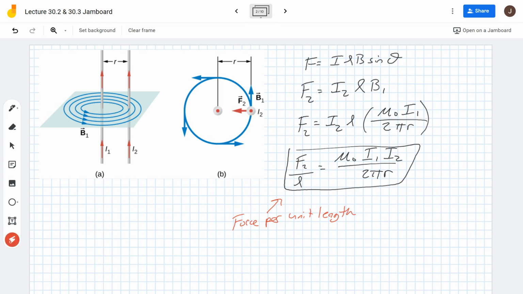Right, so notice how both of the currents matter in this situation, right? In both cases, you have I1 and I2. You have the radius, which is just the distance between those two wires, right? That's shown here. And then you have the permeability of free space.